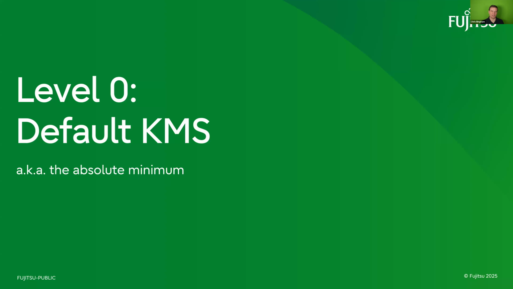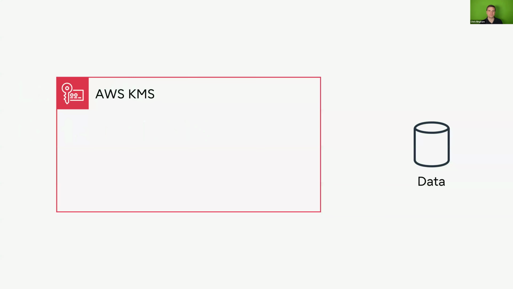So let's start with the ground floor, the entry-level approach to encryption key management on AWS, which is the easy button, the default option, and the bare minimum any organization should be doing. So how does AWS KMS, Key Management Service, work out of the box?